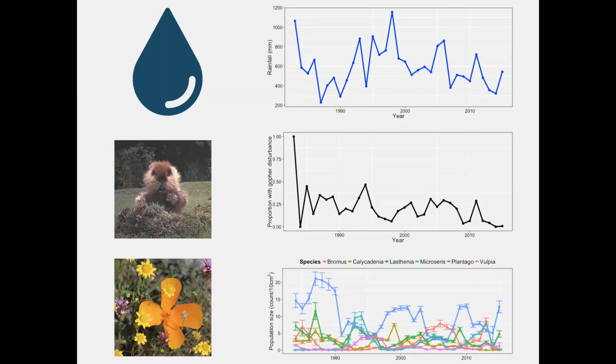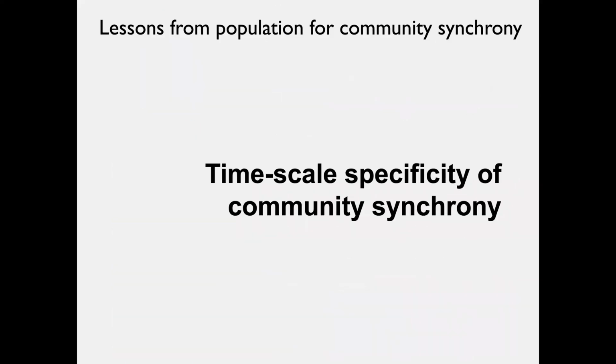And then finally, we have species interactions. And so the species that are in the system have different life histories, they have different competitive abilities. And so if they're responding to these different drivers in different ways, that could yield some more complex patterns. So we thought, okay, can we take this lesson from population synchrony to community synchrony?